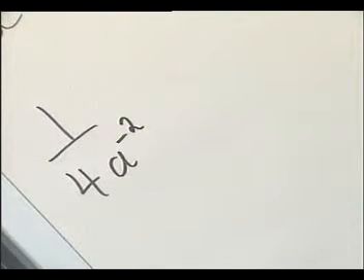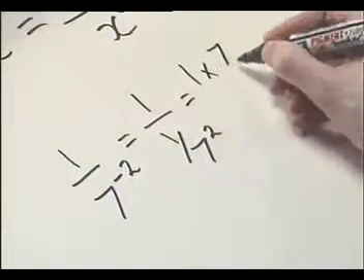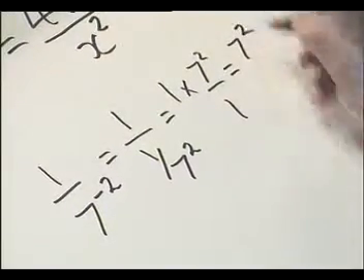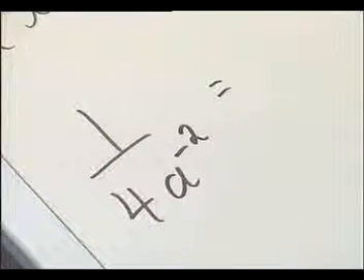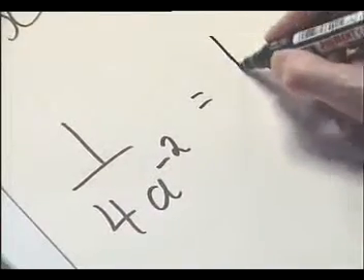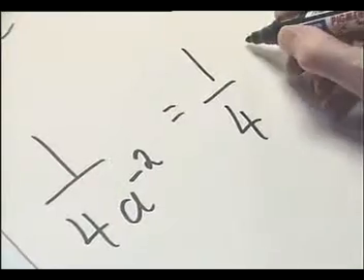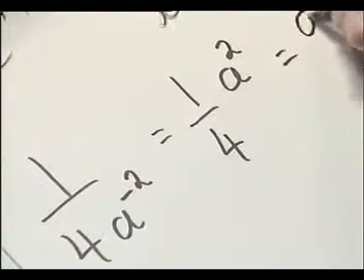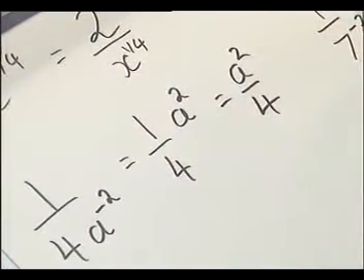1 over 4a to the power minus 2. Well, we've met this one before. If you remember, we actually looked at 1 over 7 to the minus 2. And that was 1 over 1 over 7 squared. And because we were dividing by a fraction, we said we had to invert and multiply. And so we ended up with 7 squared. This is no different. There's a letter there instead of a number, but the result is going to be exactly the same. So the 4 stays where it is, 1 over 4, and this becomes a squared. And to write it in a more simple, tidier fashion, it's a squared over 4.